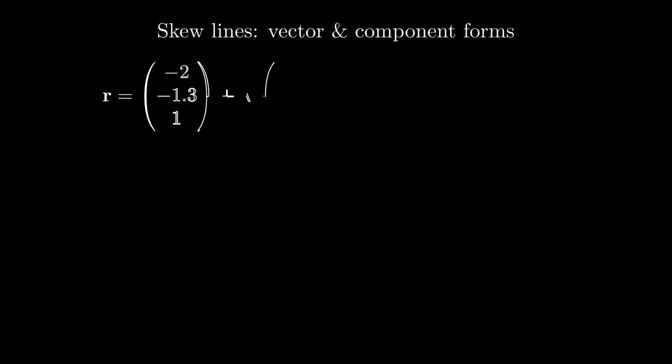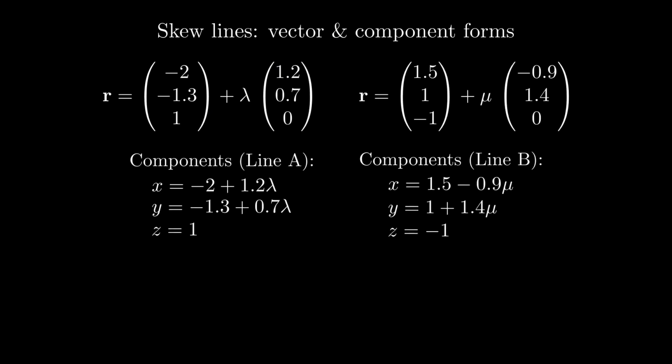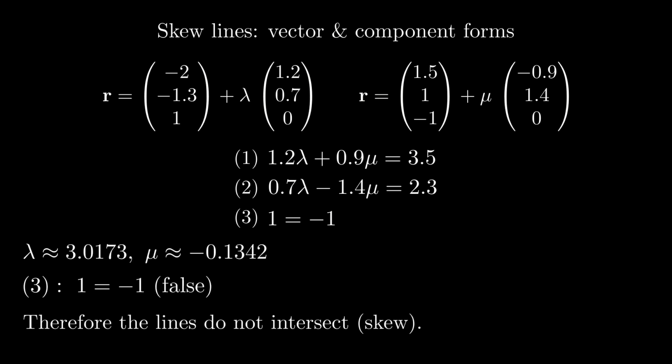We will do the same thing and have the line equations of both, and we will find their components. Then we must equate them. And while equations 1 and 2 do end up finding a solution for lambda and mu, equation 3 must be false because 1 can never equal -1. And therefore, the lines do not intersect and are skew.